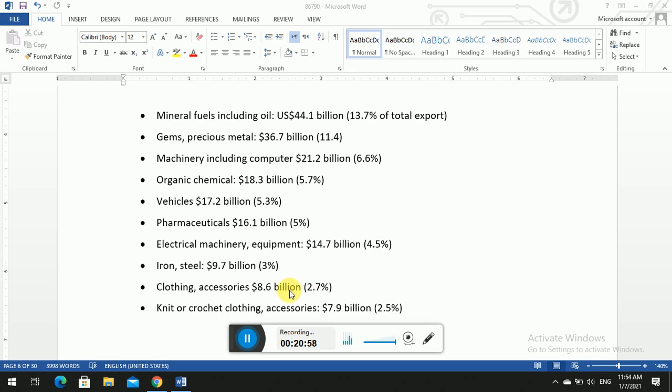Clothing and accessories, $8.6 billion, 2.7%. Knit or crochet clothing and accessories, $7.9 billion. So these are the top highest exports of India in 2019. We can see the figures are not a small amount. They have exported a lot of products to other countries.